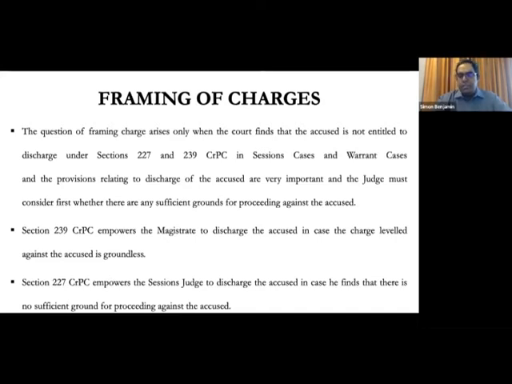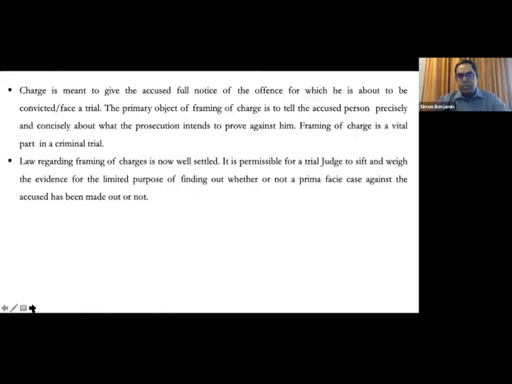If after looking at the material as it is, which has been provided by the investigating agency or the complainant, it appears that the material is not sufficient to proceed for trial, then the court will be forced to discharge the accused person. In the event the accused person is not discharged, the court is going to look at framing a charge.